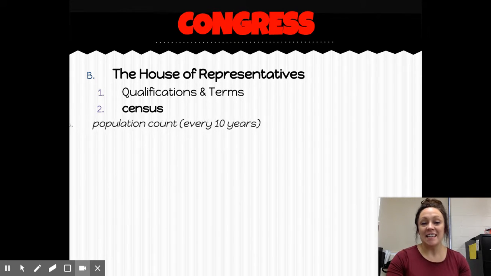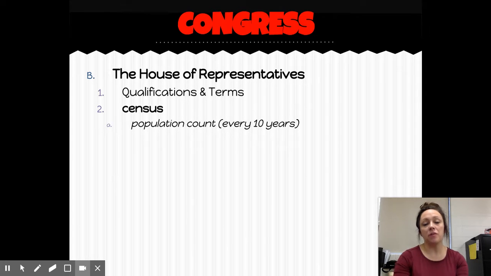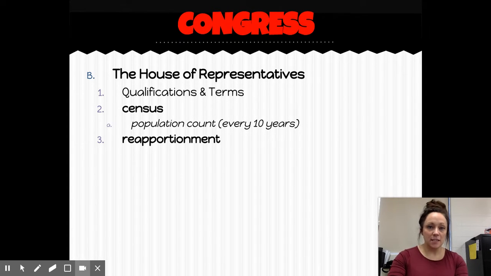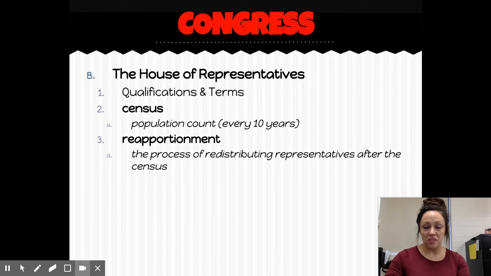Now some terms that you need to be familiar with for the House. We have a census, and the term census refers to the population count that occurs every 10 years. The last census we had was in 2010. The census is really important because we have to figure out how many people are living in the specific districts of the United States so we can reapportion, or redistribute, the representatives based on the population of the areas.